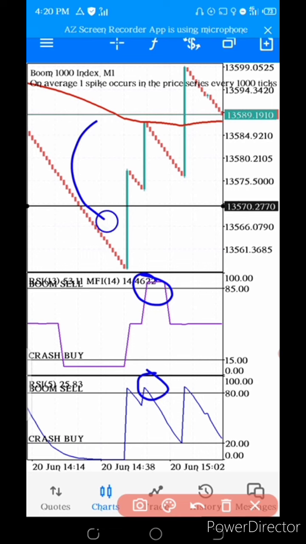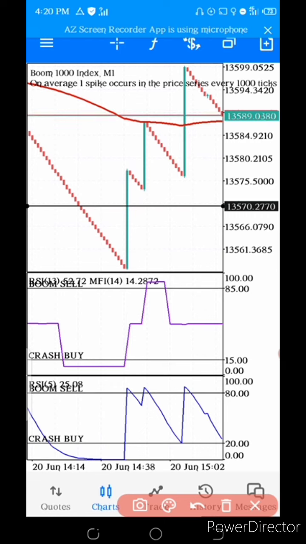And all this must happen when the candles are below the exponential moving average. Do not forget, all this must happen below the exponential moving average. Do not take trades for Boom 1000 when the candles are above the moving average. You must listen to that, guys, and this is a profitable strategy for beginners. And as a beginner, or as a trader at all, you need to follow rules.